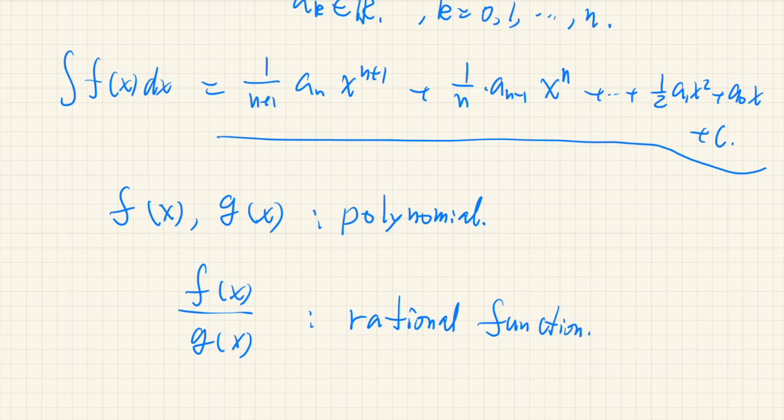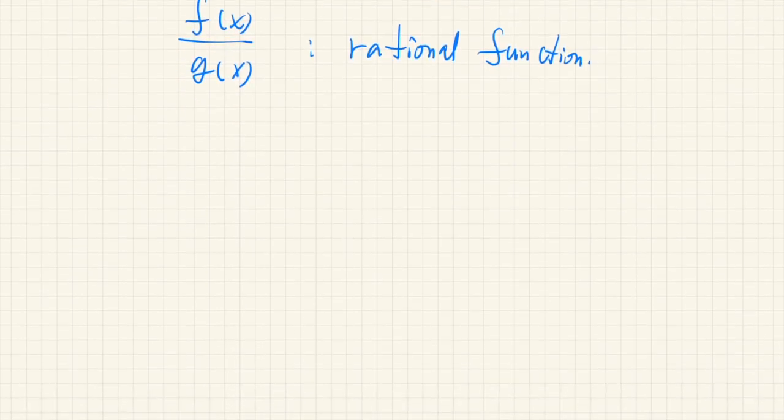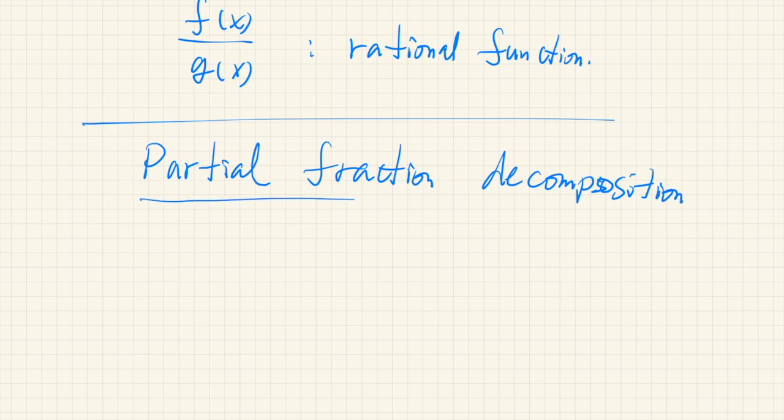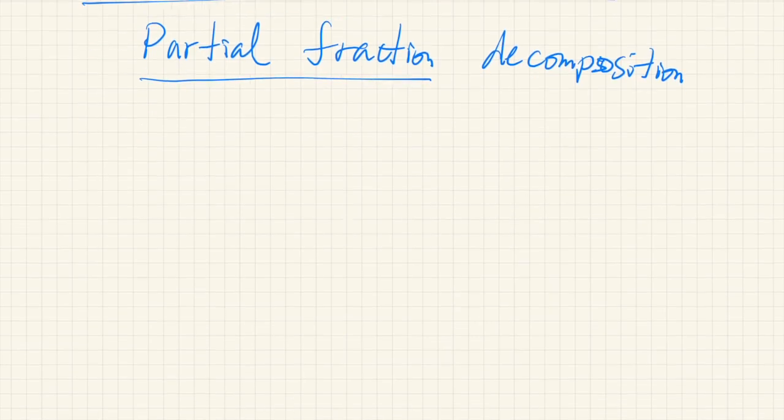To integrate a rational function, we use a lemma called partial fraction decomposition. That means we decompose a rational function into partial fractions. But before stating this lemma, let us see a few examples. Okay, first example is this.